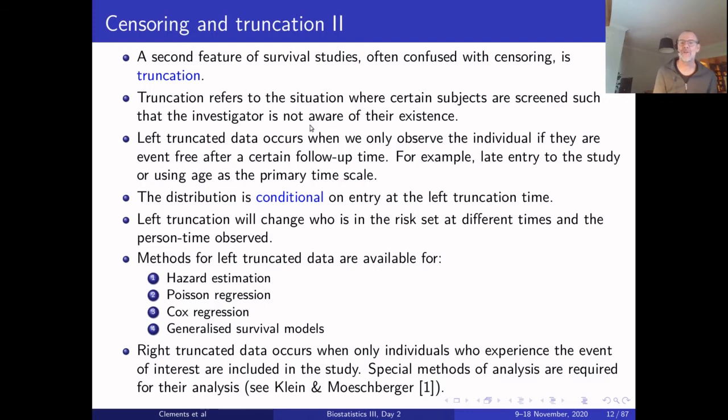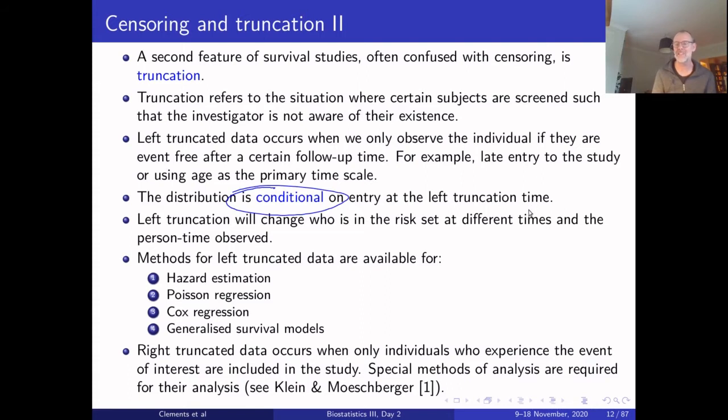A second feature of survival studies, which is often confused with censoring, is truncation. Truncation refers to the situation where certain subjects are screened such that the investigator is not aware of their existence. Left truncated data occur when we only observe the individual if they are event-free after a certain follow-up time, for example, late entry to study or using age as the primary timescale.